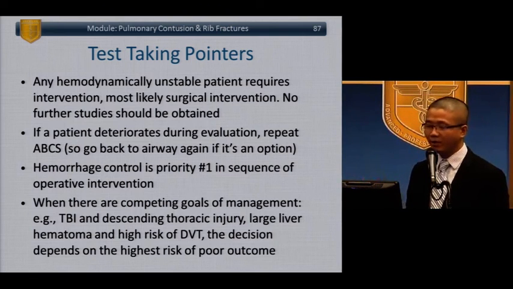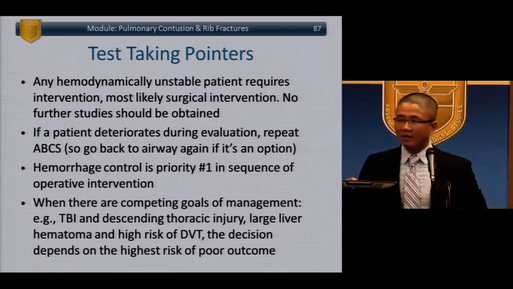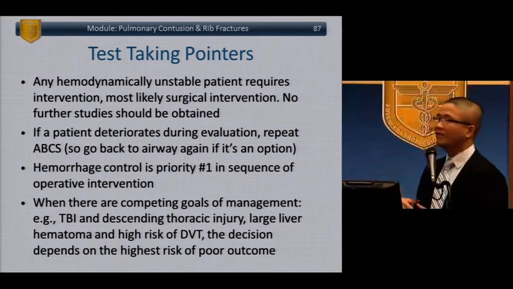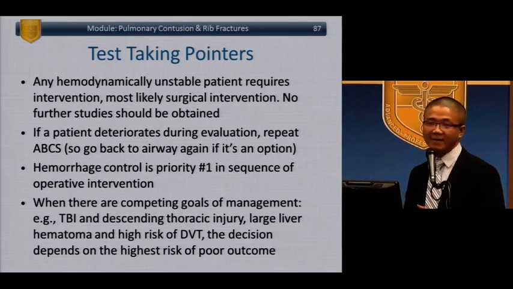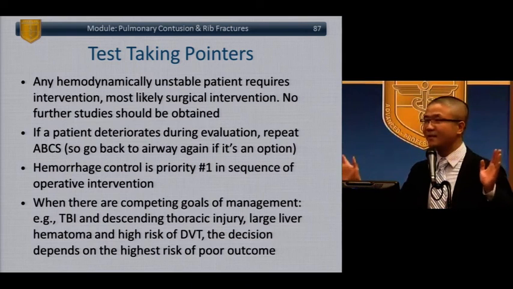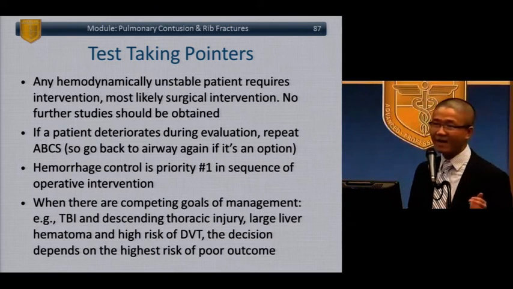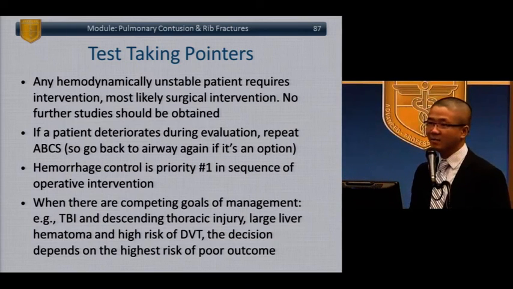Hemorrhage control is priority number 1 in sequence of operative intervention, okay? So you have a femur fracture, you have a subdural, you have an esophageal perforation, and you have blood in the abdomen, right? None of those other things matter at that moment. They eventually will matter, but none of those other things matter at that time. All you care about is getting into the belly and stopping the bleeding in the belly, all right?